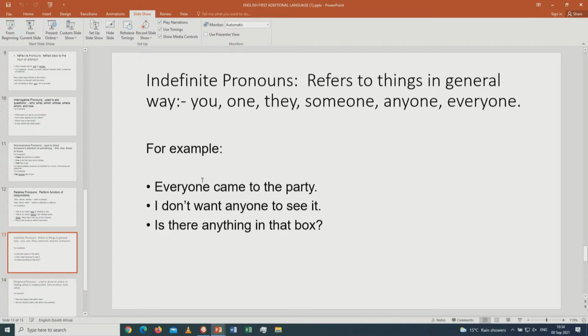For example, everyone came to the party. Everyone. It's not specific. You refer to anyone who attended the party. It's an indefinite pronoun. Another example, I don't want anyone to see it. Anyone. You are not specific of who you are talking or referring to. You are generalizing. The last one here, is there anything in that box? Anything. You are generalizing, not specific. Anything, anyone, everyone, they are all examples of indefinite pronouns.